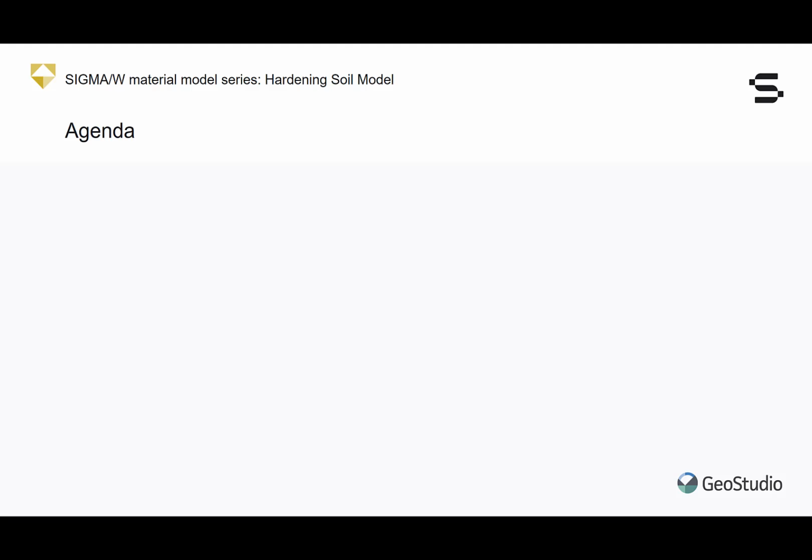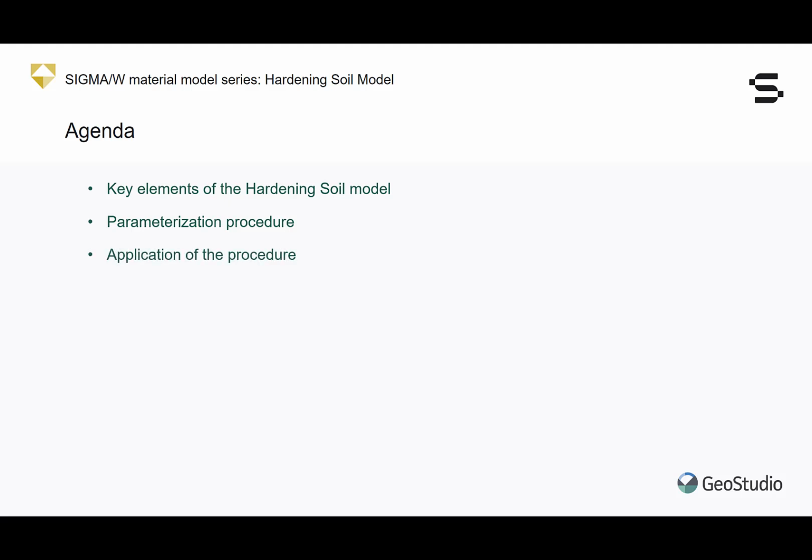In today's webinar, we will review the key elements of the hardening soil constitutive model. Then, a step-by-step procedure will be presented for parameterizing the model. The procedure will then be applied to data from numerous triaxial tests on sandy soil. A demonstration of the steps for modeling a triaxial test in Sigma will be provided, and the simulated and measured results will be compared. Some concluding remarks will also be provided at the end of the webinar.